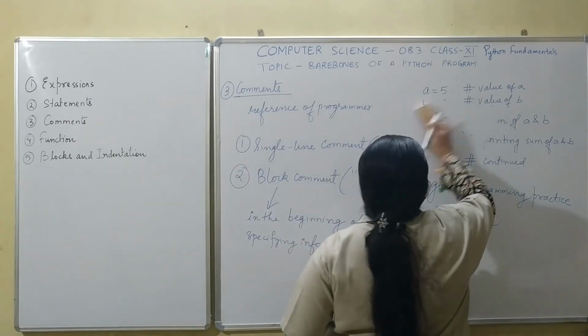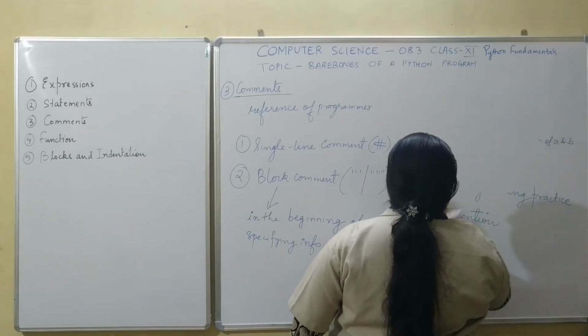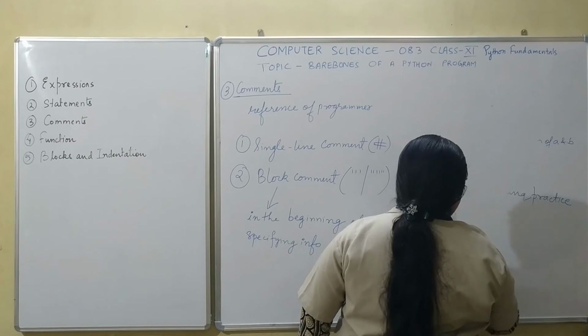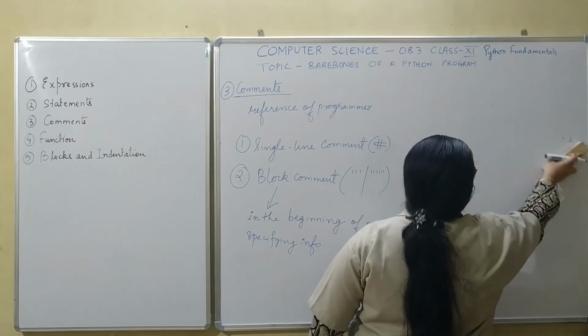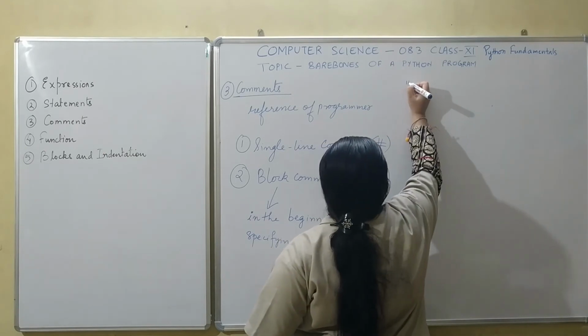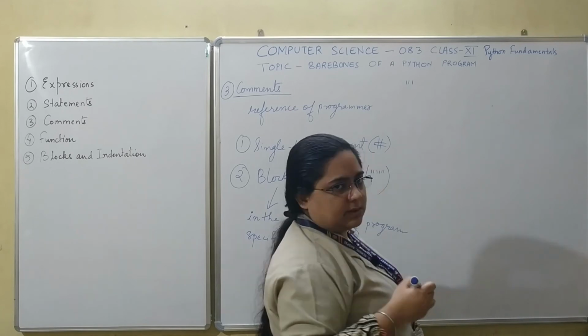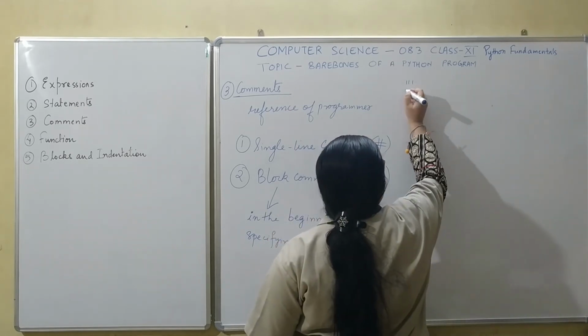So let me tell you how we provide these block comments. Suppose you are trying to create a program for calculating roots of a quadratic equation. So you will be specifying it like this. A pair, you can use triple single quotes or triple double quotes, and you can write the question here.